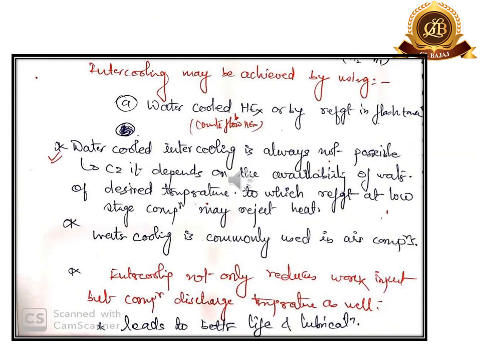So here we can see that intercooling may be achieved by two processes. First one is a water cooled heat exchanger or by refrigerant in a flash tank. The water cooled intercooling is not always possible because it depends on the availability of the cold water of desired temperature where the heat rejection is to take place with the superheated vapor.